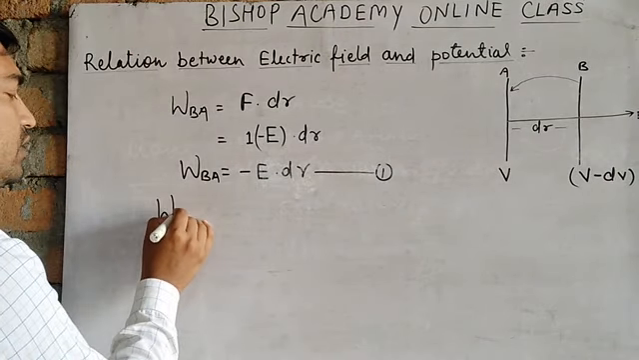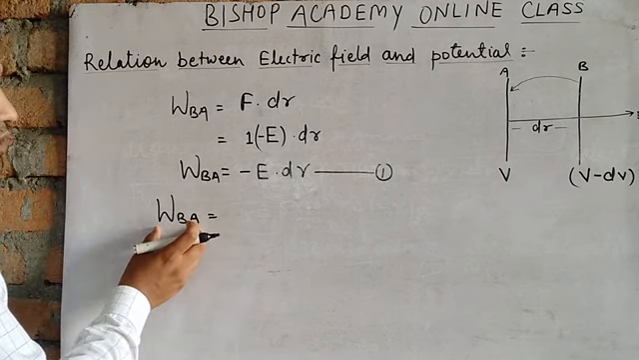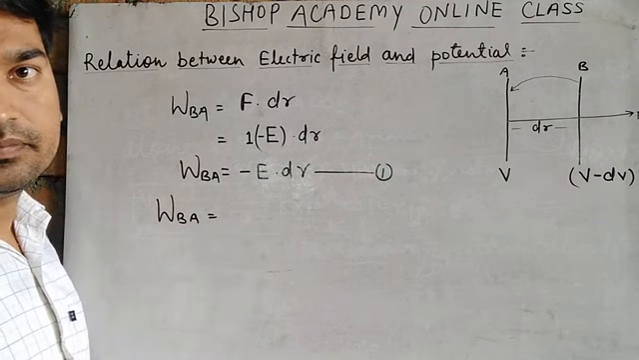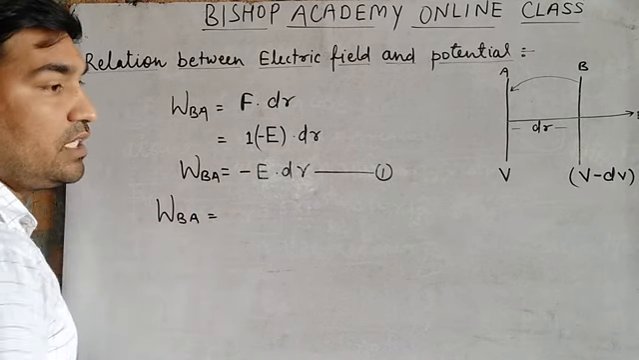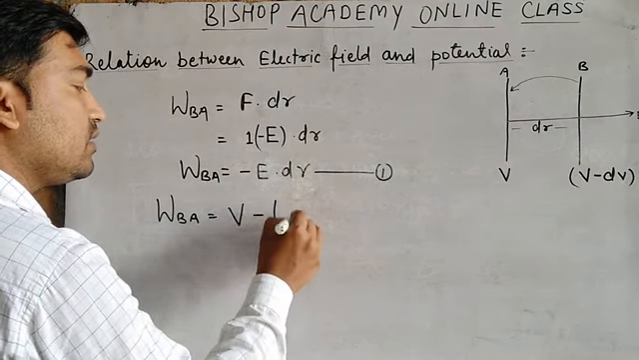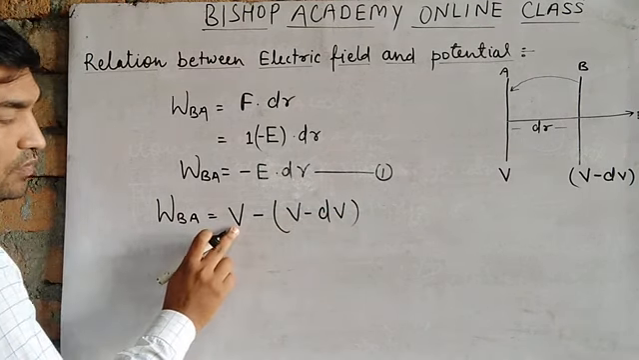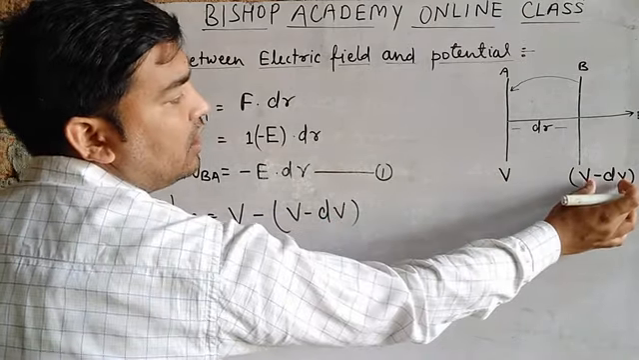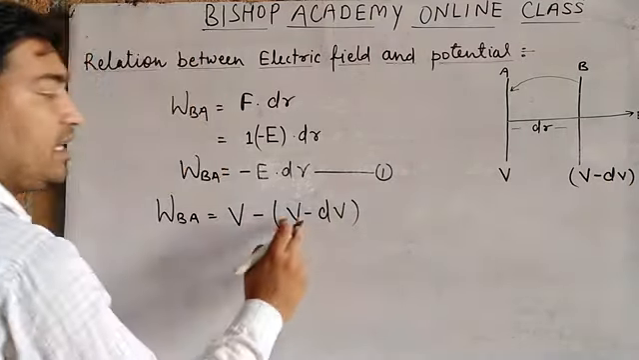Now we know that W_BA, the work done on the test charge, is equal to the potential difference. It means it is V minus (V minus dV). This is the potential difference, because V is the potential at plate A, and V minus dV is the potential at plate B.